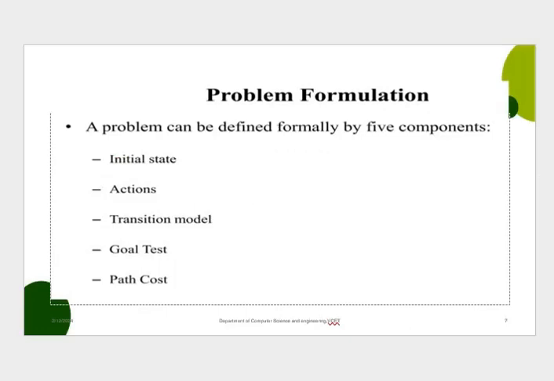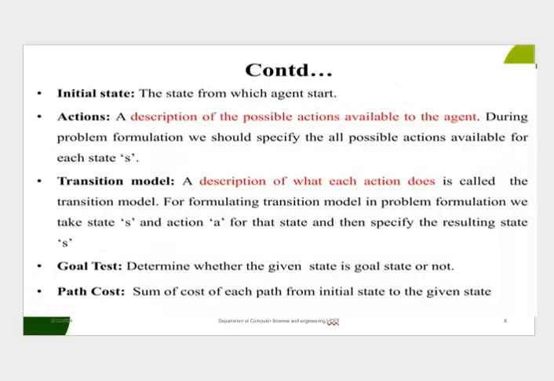In problem formulation, five key components define the process formally. First is initial state, then actions, transition model, goal test, and path cost. The initial state is the starting point from which the agent begins its task. It represents the state of the system at the beginning of the problem solving process.